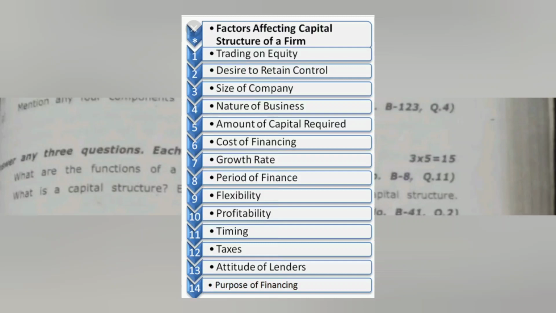So students, these all are the factors which are affecting the capital structure of a firm, which is trading on equity. Okay, desire to retain control, size of the company, nature of business, amount of capital required, cost of financing, growth rate, period of finance, flexibility, profitability, timing, taxes, attitude of lenders, and purpose of financing. These all are the various factors which affect the capital structure of a firm.